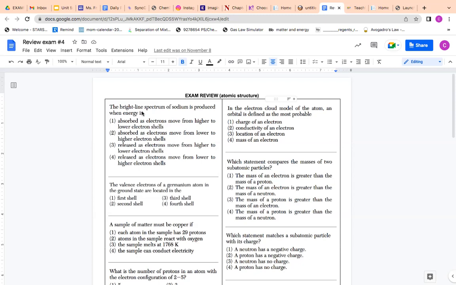Anyways, number 1, the bright line spectrum of sodium is produced when energy is, so again, remember, when we have an atom, right, and we have these electrons, let's say this has 5 electrons, so this would be boron. Right now we have configuration 2, 3, 5 in total, 3 valence electrons. Again, your valence electrons are the ones in the outer shell. So this is considered ground state. This is when the electrons are in their lowest energy state possible.